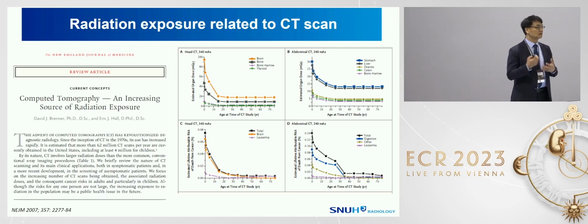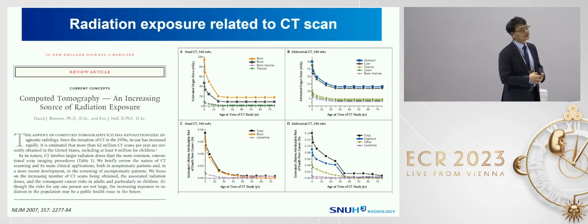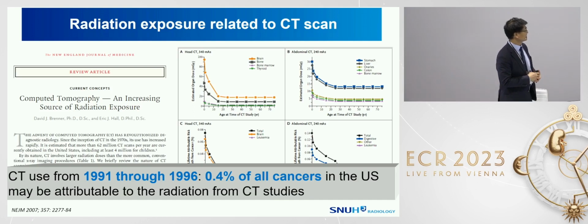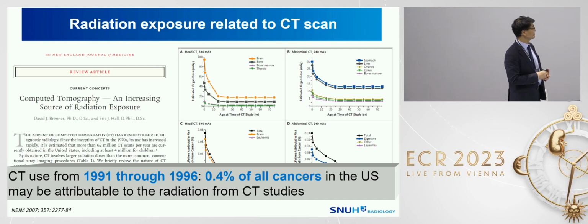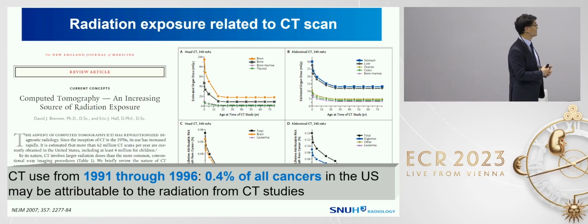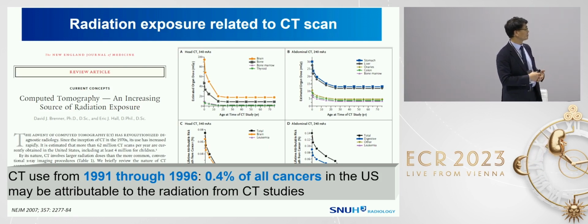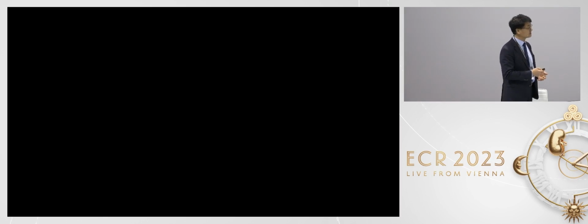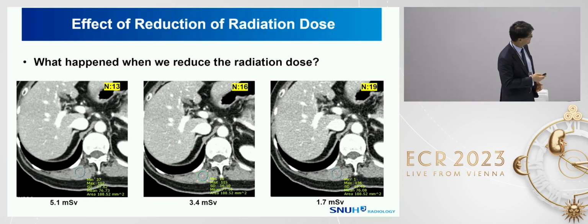Then if you get a radiation exposure, what kind of health problem may you have? This landmark study published in NEJM, using CT data from 1991 through 1996, demonstrated that 0.4% of all cancers in the United States may be attributable to the radiation from CT studies. So there is an obvious reason for reducing radiation dose.